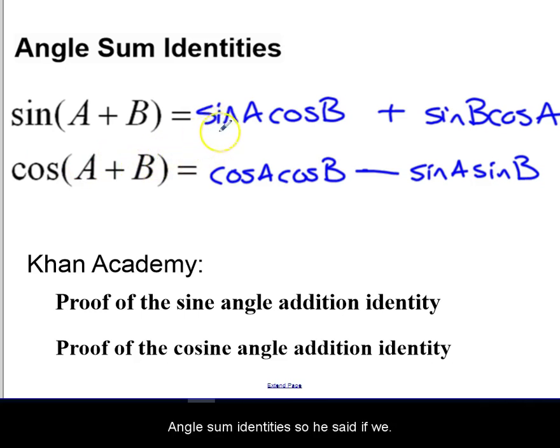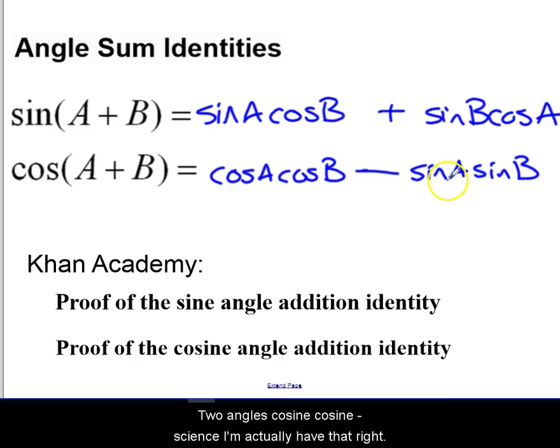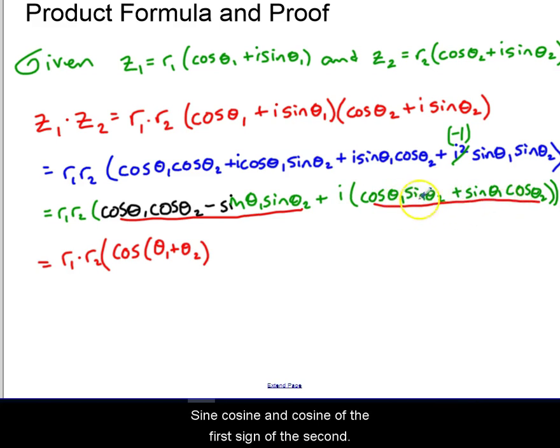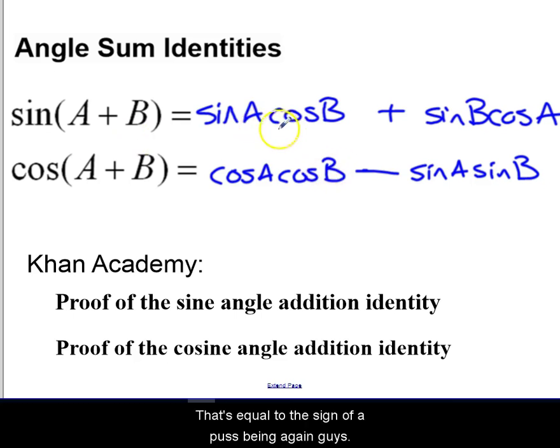angle sum identities. So we said if we have cosine A cosine B minus sine A sine B, that's equal to the cosine of A plus B. So the two angles, cosine, cosine minus sine, sine. We actually have that right here. So that's equal to the cosine of the sum of the two angles. And then if I have cosine sine plus sine cosine, cosine of the first, sine of the second, and vice versa, that's equal to the sine of A plus B.